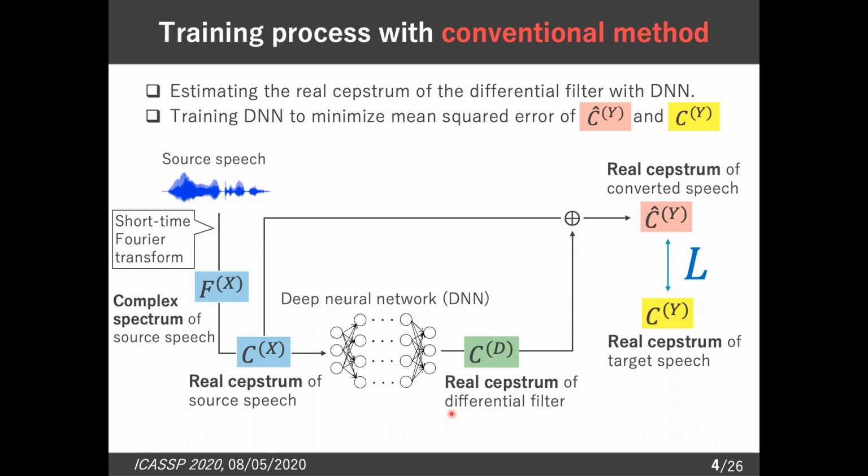A real cepstrum of converted speech, C hat Y, is given as CX plus CD. And the loss function L is calculated as the mean squared error of C hat Y and CY, where CY is a real cepstrum of target speech. Then the DNN is trained to minimize the loss function capital L.